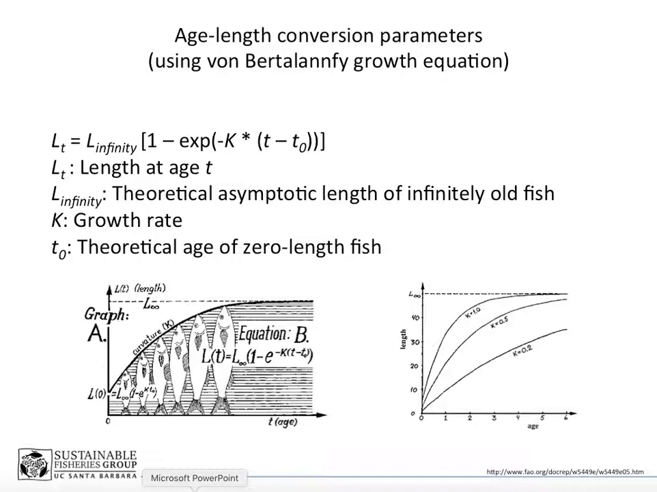L infinity is the length of a theoretically infinitely old fish. K is the growth rate. And t naught is the theoretical age of a zero-length fish. Now, you don't need to get too hung up on the fact that you can't have a zero-length fish or a fish that's infinitely old, but these are just the important parameters to keep in mind when converting between fish age and fish length.